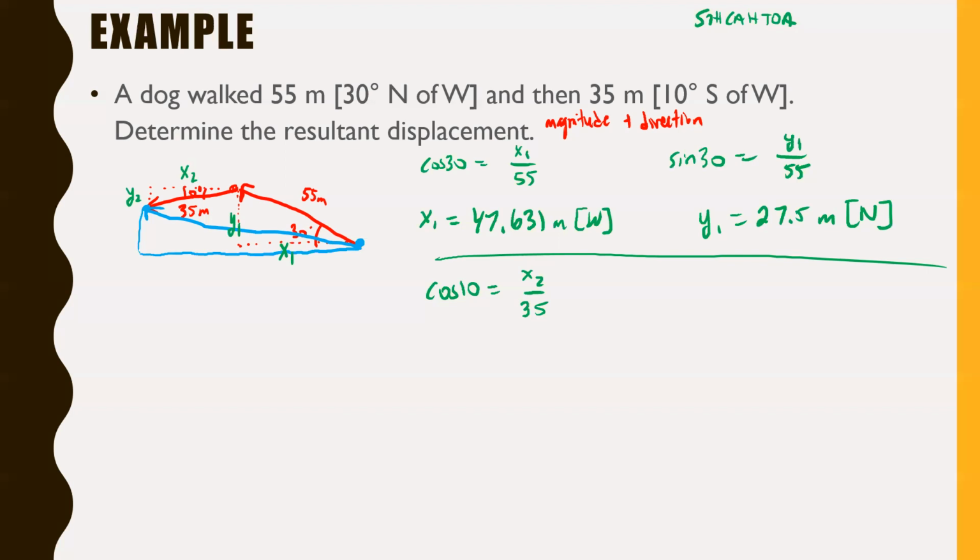So 35 times cos 10 gives me, again, keep as many decimals as you're comfortable with. I got 34.468. And that's meters. And once again, that's meters to the west. That makes it convenient. It's in the same direction as that other one.